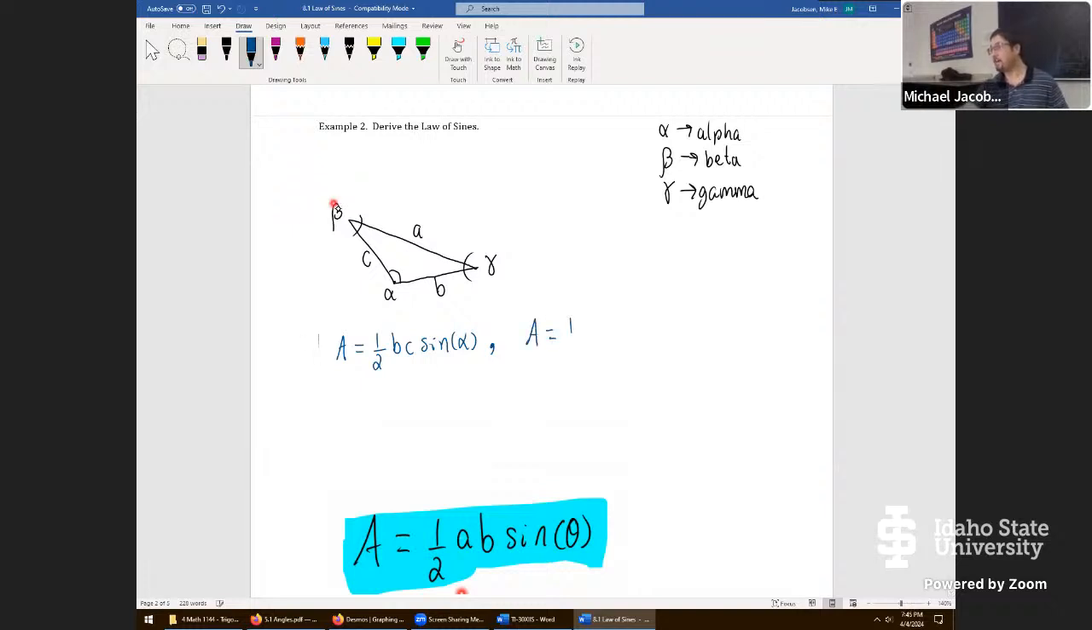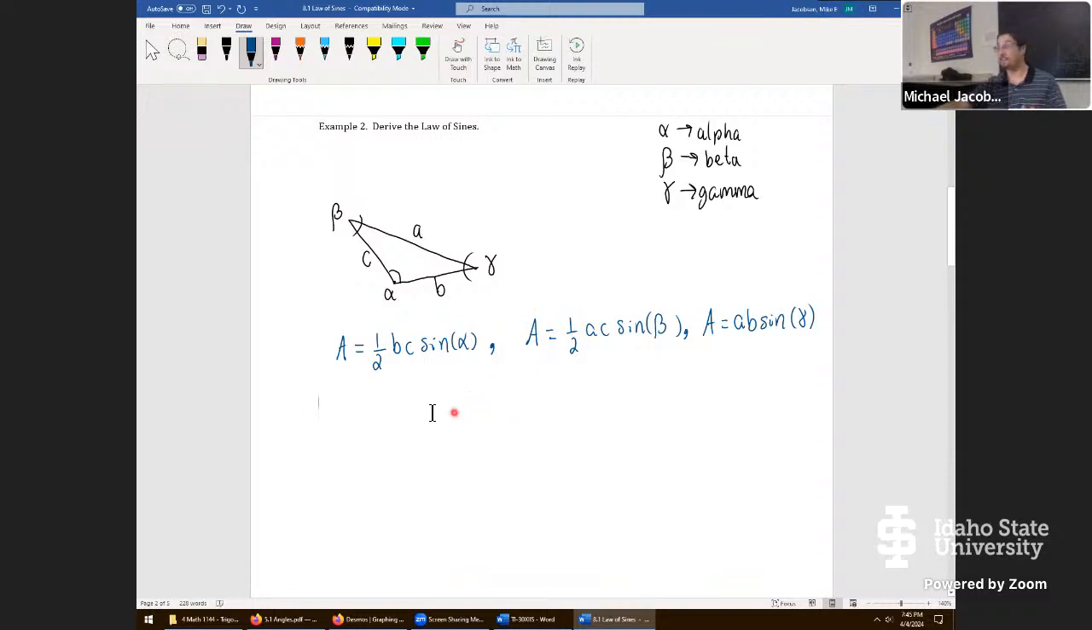On the other hand, area is 1/2. We take the sides adjacent to beta, A times C, and then take sine of the angle included between the two of them, beta. And then just do it again one more time at gamma. Area equals, take the two adjacent sides, A times B, and calculate sine gamma. So we use that area formula 3 different times. That's the pattern. And the area you see here is the exact area every single time we did it.